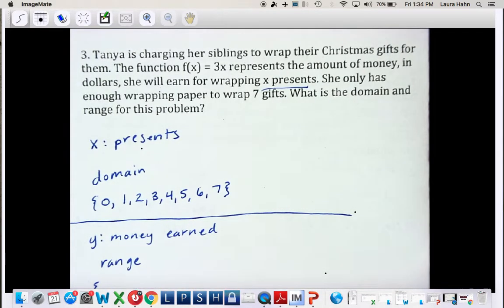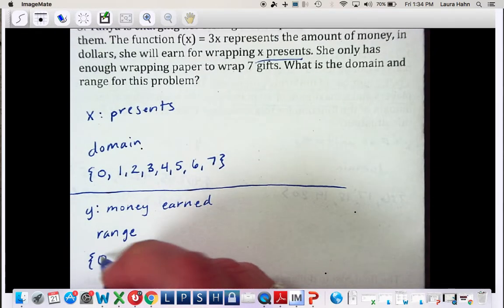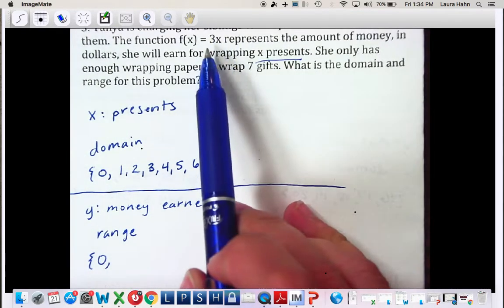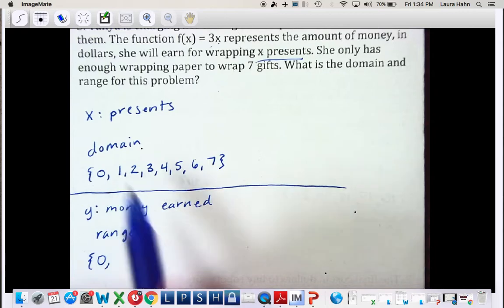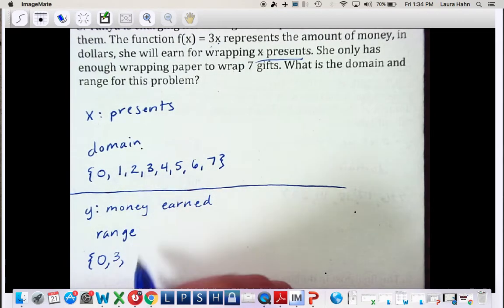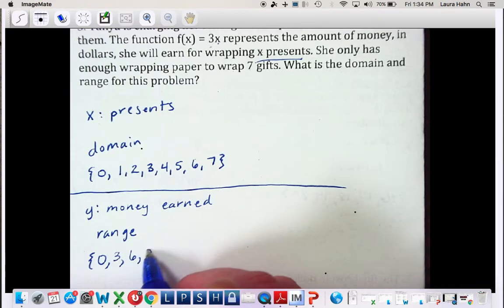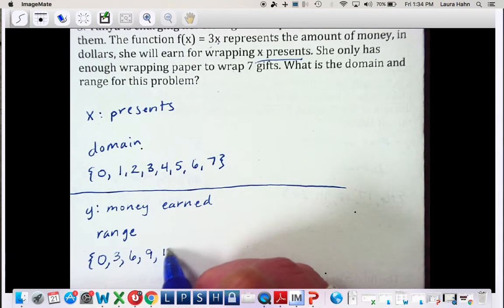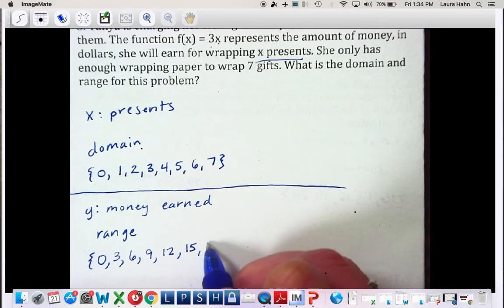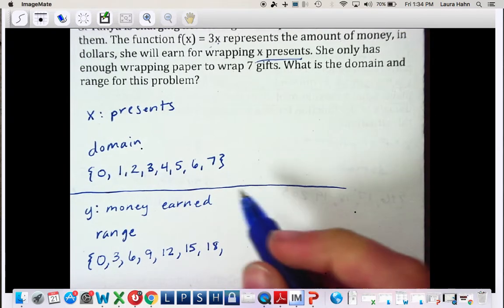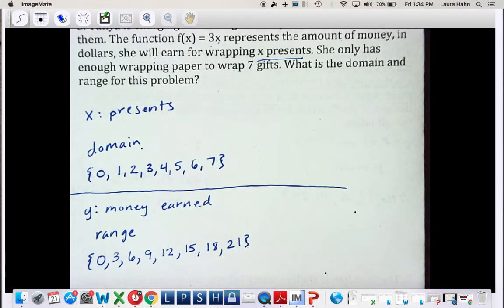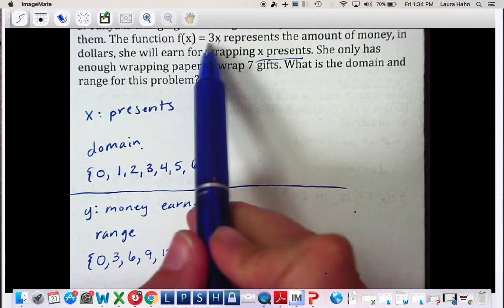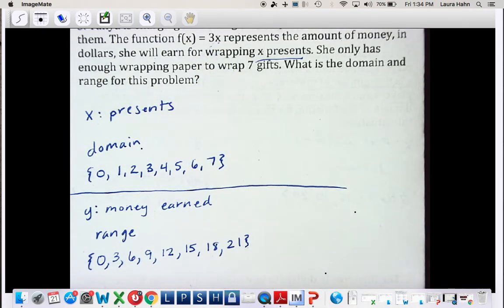So if she wraps 0 presents, she's going to get $0. It says 3 times X, so she's charging $3 for each present she wraps. So if she wraps 1 present, she's going to get $3. She wraps 2, she's going to get 6, 9, 12, 15, 18, and then finally if she wraps all 7, she's going to get a total of $21. You could have done the same thing, but it was pretty fast to just multiply by 3. So if you wanted to, you could graph it and open the table and you would have got these exact numbers.